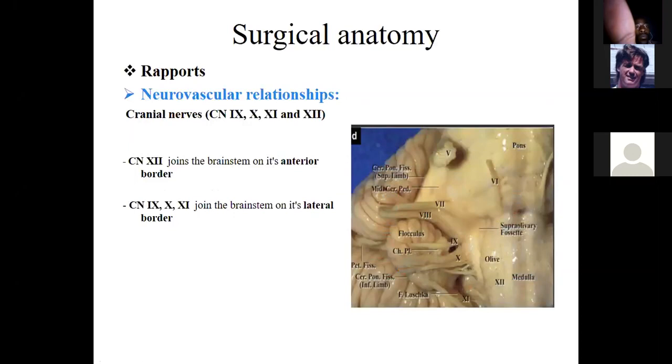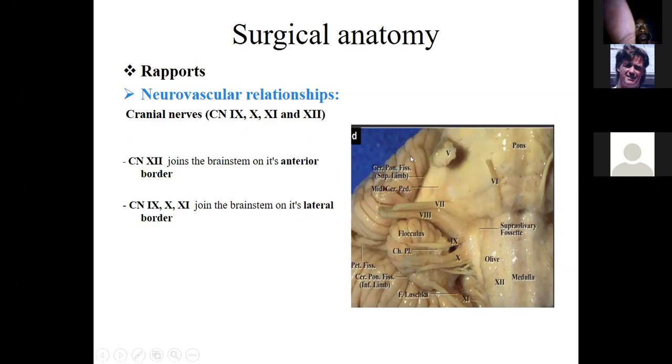Talking about the cranial nerves, as known, the cranial nerves of the medulla oblongata are the glossopharyngeal nerve, the vagus nerve, the accessory nerve, and the hypoglossal nerve. So these are the last four pairs of cranial nerves.